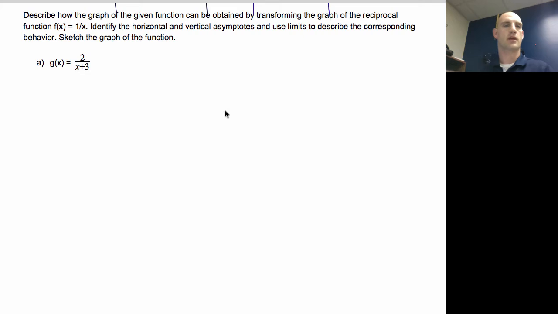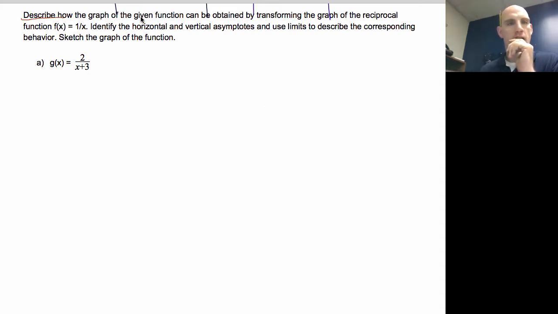And so in our next one, we're going to describe how the graph of the given function can be obtained by transforming the graph of the reciprocal function f of x is 1 over x, identify the horizontal and vertical asymptotes, and use limits to describe the corresponding behavior. Sketch the graph of the function. Whew. All right, a couple different things here.